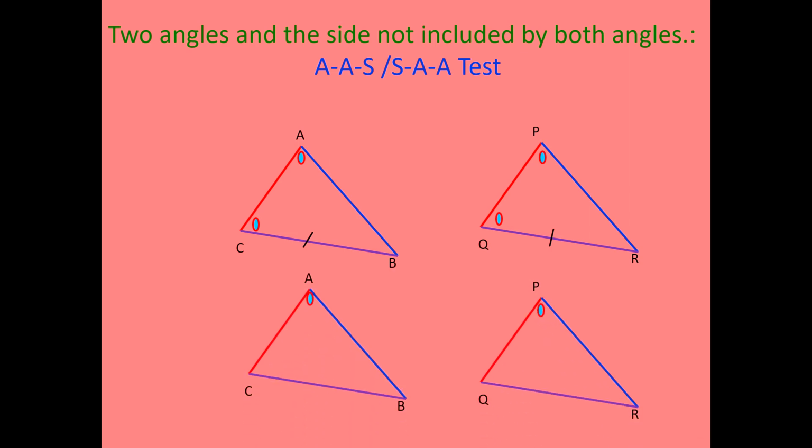One more case here. The two angles are marked. I hope you can understand which side will be taken. See here, side AB congruent to side PR. So angle C congruent to angle Q, which are opposite, and angle A congruent to angle P. It is one of the adjacent angles of side AB and side PR.